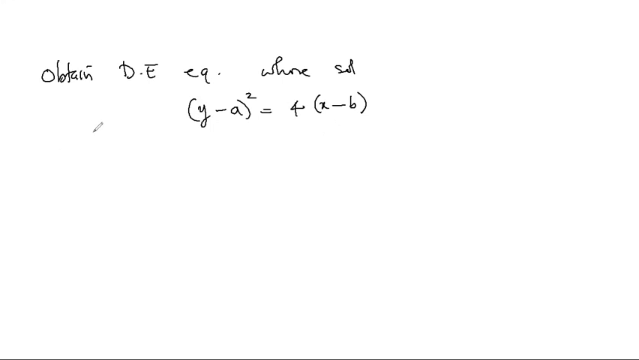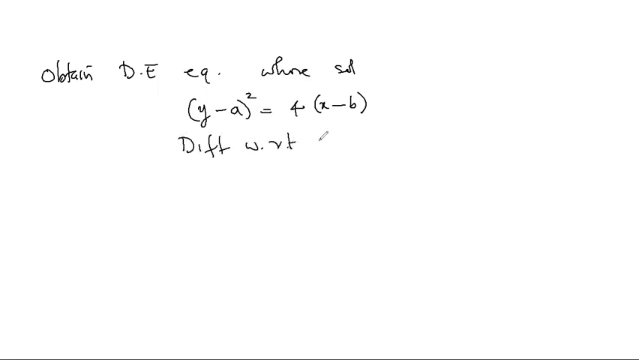What to do? How many arbitrary constants? 2. How many times am I allowed to differentiate? 2. So what should I do in the first step? I am planning to eliminate b. Does b have any coefficient? No, b is a constant. So when I differentiate, what will happen to b?